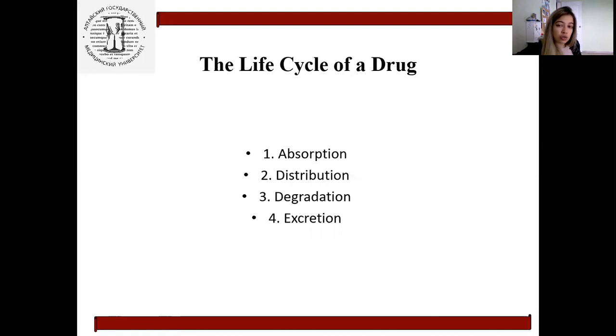Then degradation of the drug. Degradation is actually biochemical metabolism, because our body can act on the molecule of the drug. Our body can make oxidation. Our body can make the opposite of oxidation, reduction. Our body can make different biochemical reactions, because you know that we have many enzymes which can work with the drug. So this is degradation.